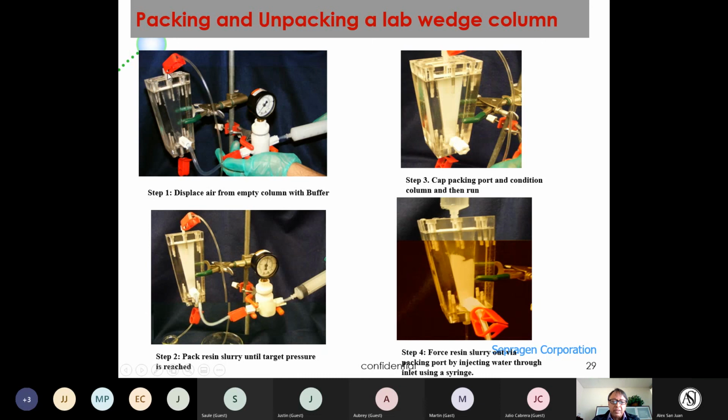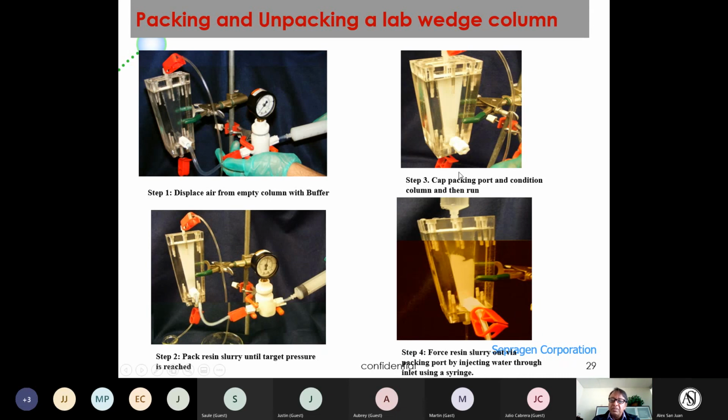You first fill it with buffer, prime it, get rid of the air, and then you attach your slurry, 30% slurry, and you just push it in with a syringe. And the resin goes in, and you can see that there's no pressure here. As soon as the resin goes in and you try to push some more, the column packs, and the pressure rises. Then you simply close this pack and attach the column to your chrome system and run it in the forward and reverse direction to stabilize the bed, and go ahead and perform your chromatography.